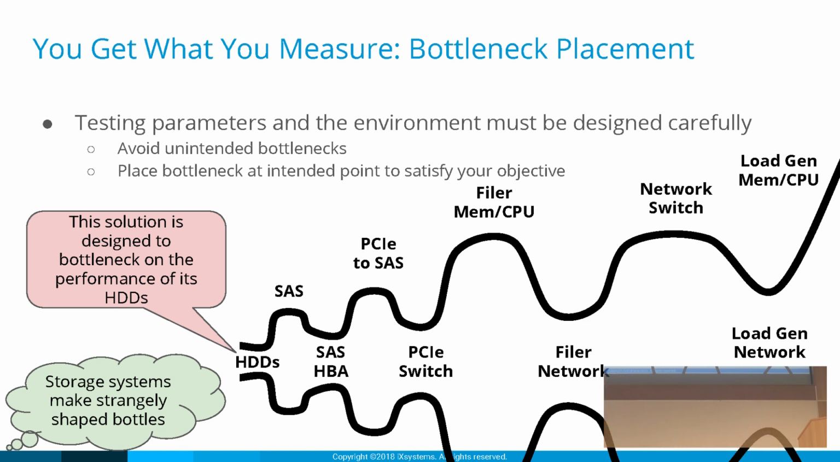So if we run this test and we were trying to test our load generators, we would get a very large performance result. Because in this case, we have a lot of load generators. So in aggregate, the performance that they could achieve, if none of the rest of this system was here, would be very high.